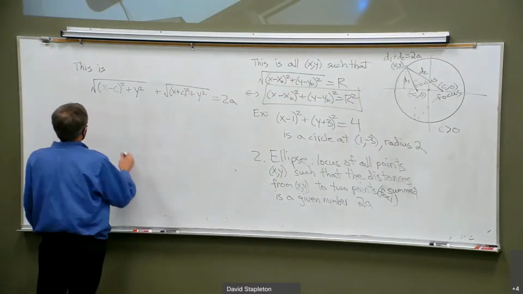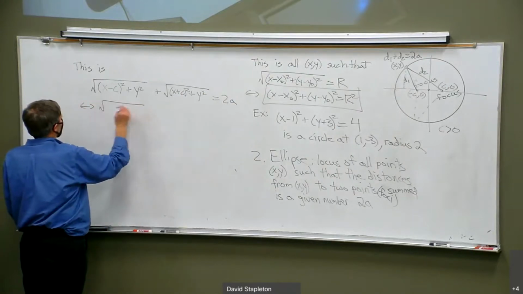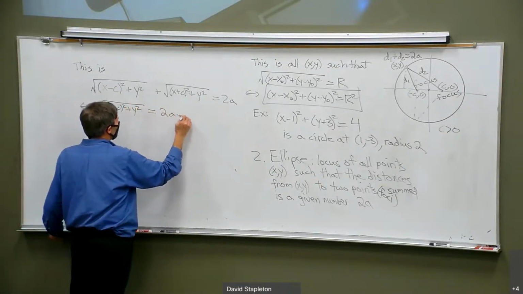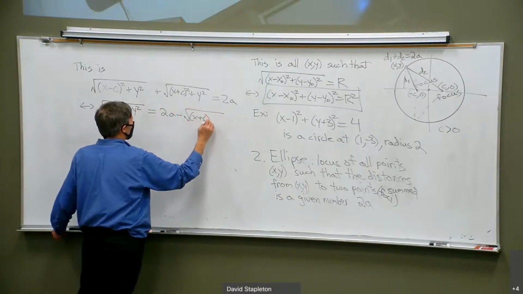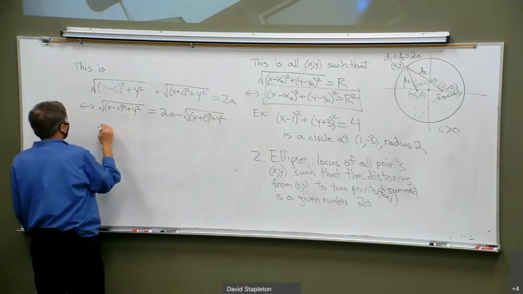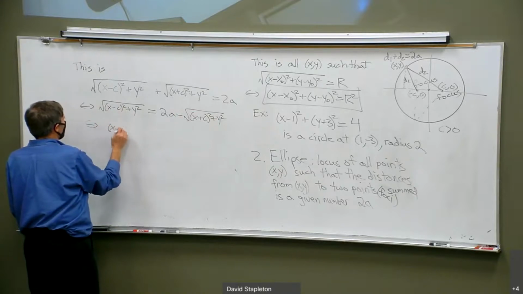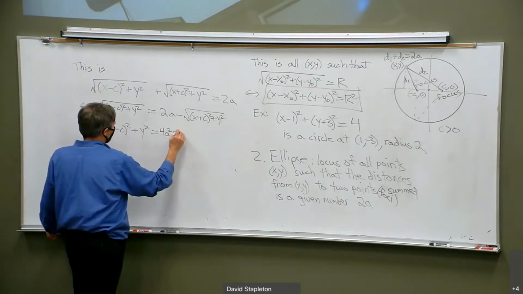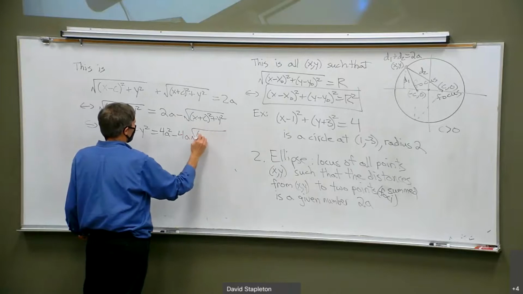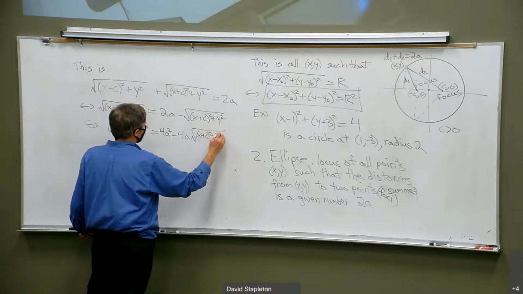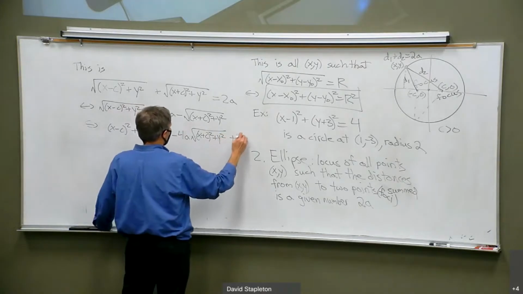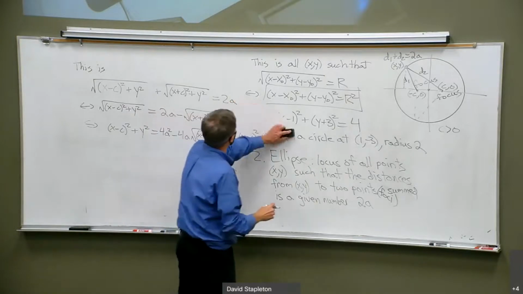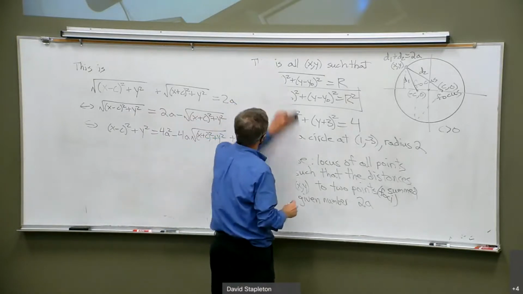Now what we can do is from algebra, we try and solve this, and we say, well, the square root of x minus c squared plus y squared equals 2a minus the square root of x plus c squared plus y squared. And you square both sides, and you get x minus c squared plus y squared equals 4a squared minus 4a times the square root, plus this squared, x plus c squared plus y squared. So that's squaring both sides.